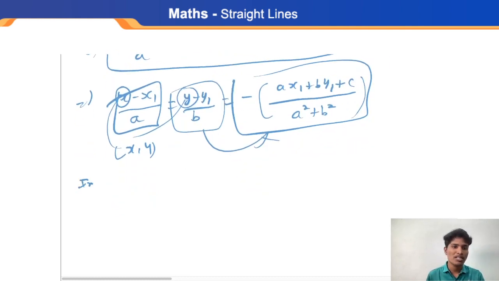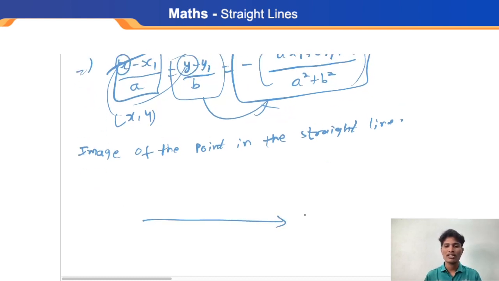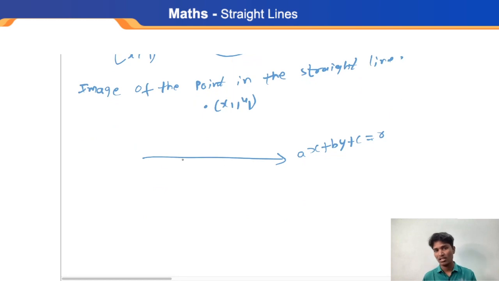Now the important concept is the image concept, that is, the image of a point in a straight line. What is the thing here? Suppose this is a straight line ax plus by plus c is equal to 0. There is a point here, x1 comma y1. They are saying image. Suppose it is acting like a mirror, what is the image of this point?